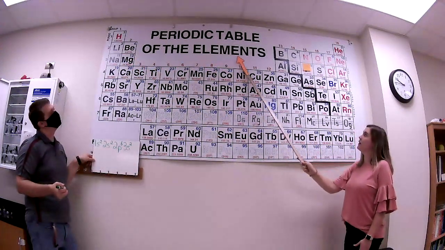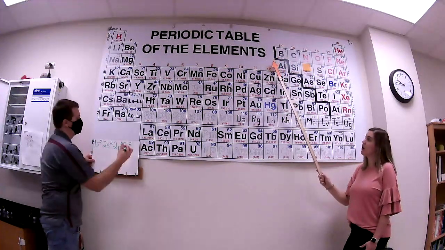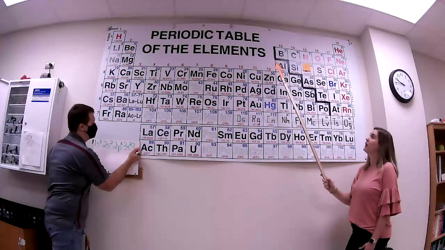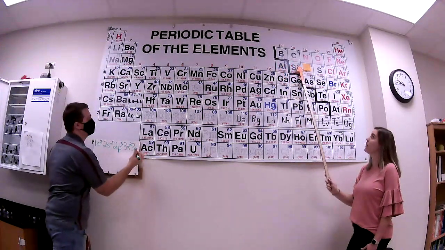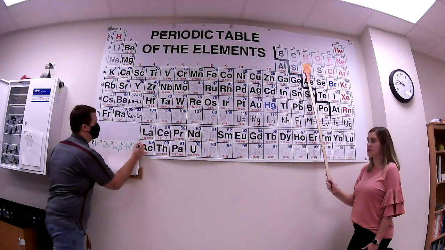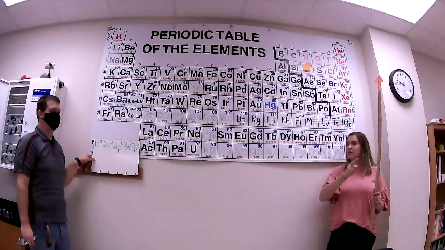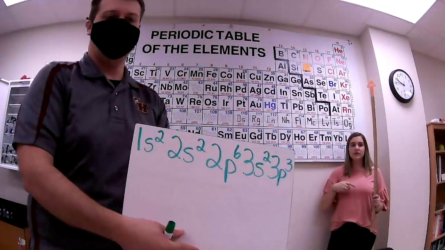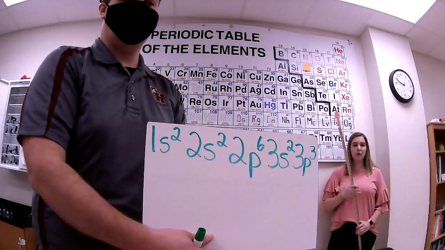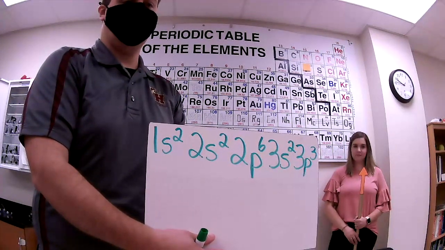Keep moving on. Still on the third energy level. Now we are in the p orbital, and to get to phosphorus, we need to cross 1, 2, 3 boxes. So our final configuration, I'm going to take it up to the camera so they can see, for phosphorus would be 1s2, 2s2, 2p6, 3s2, 3p3.